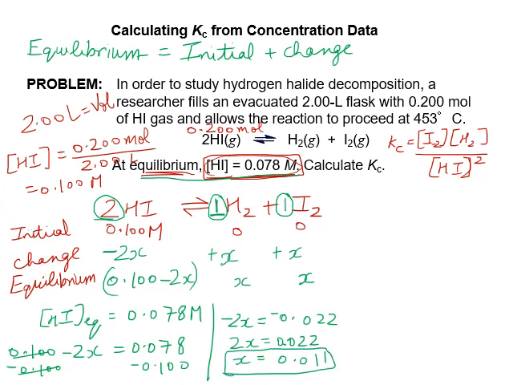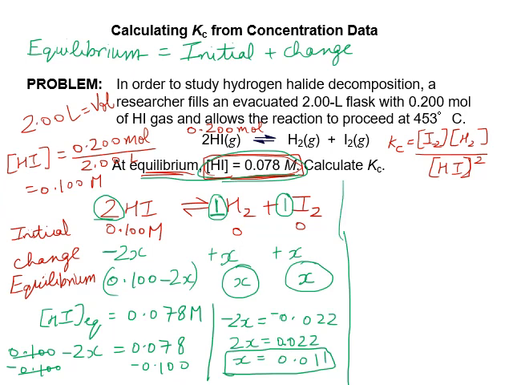The question wants me to solve for Kc. Kc means what is the concentration of iodine? The concentration of iodine, as I can see from my table, is x. Concentration of hydrogen is also x, and I know the value of x. And concentration of HI is this, which I already know is equal to this value given to me. So now you only have to plug all these values into the Kc expression.